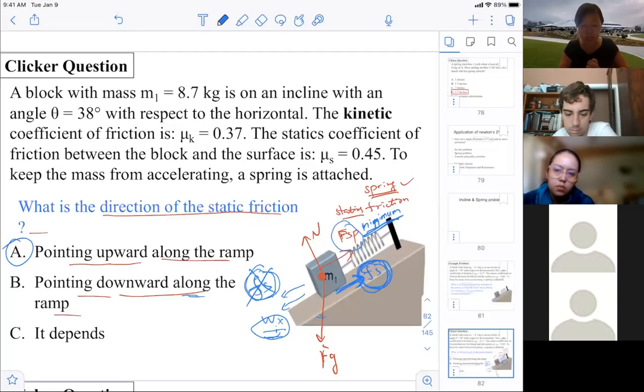Okay, all right, so that's all for today. Wednesday we will continue to finish solving this problem, and we will do a little bit more of the different scenarios that I mentioned previously. All right, I'll see you guys on Wednesday.